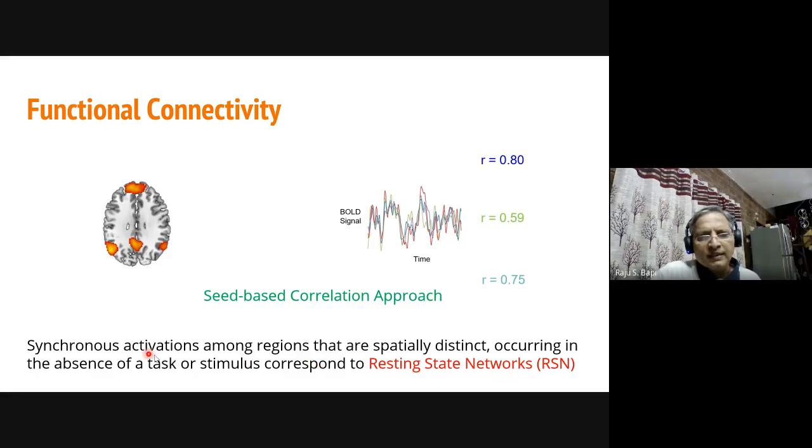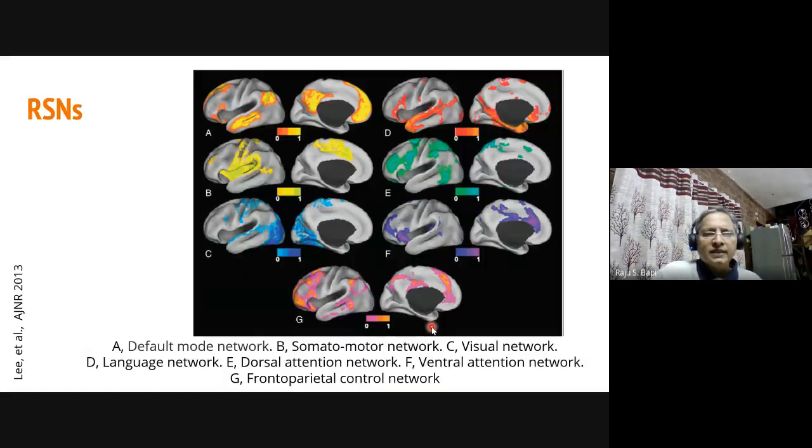What are these? These are synchronous activations among regions that are spatially distinct and in the absence of any task or stimulus. Several such networks have been identified. This is a typical depiction, A to G. There are different networks, 7 networks that are depicted. They are given names because of certain characteristics. One most important of them is what is called the default mode network, A.